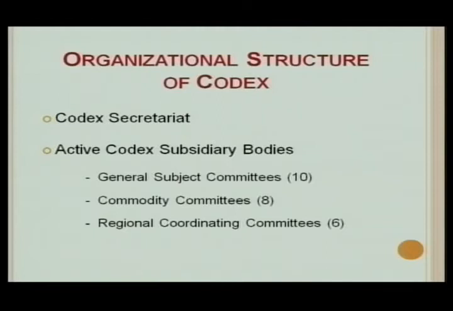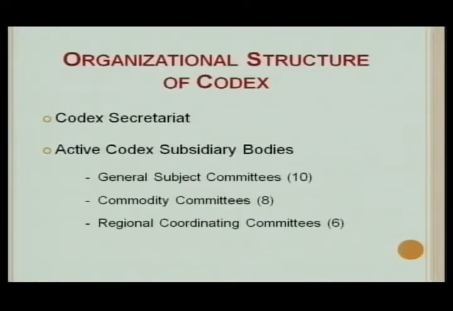And there are 6 regional coordinating committees. So we have 24 subsidiary bodies: 10 general subject, 8 commodity committees and 6 regional coordinating committees. 24, and the executive committee is also a committee which is like an executive board, and therefore we have 25 committees under the Codex Alimentarius Commission.